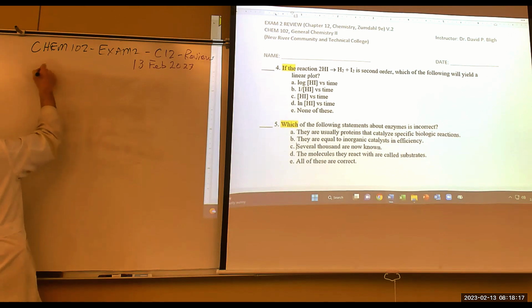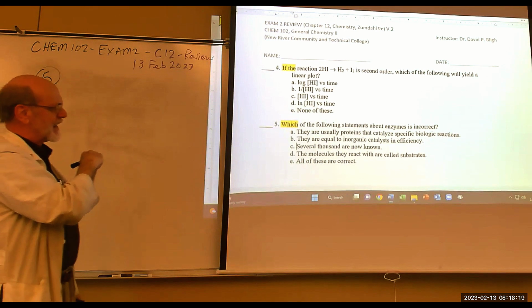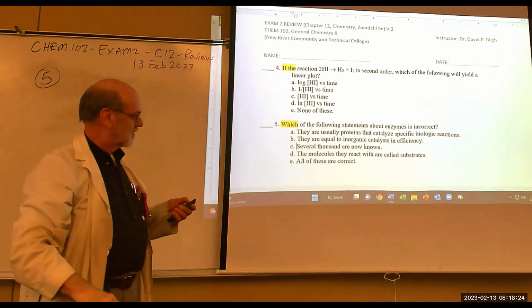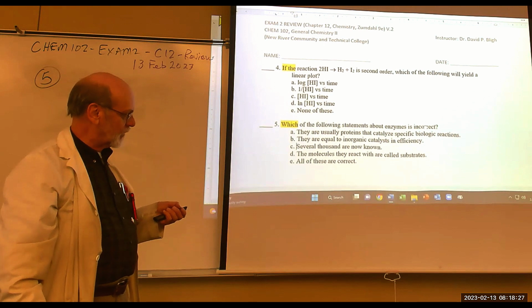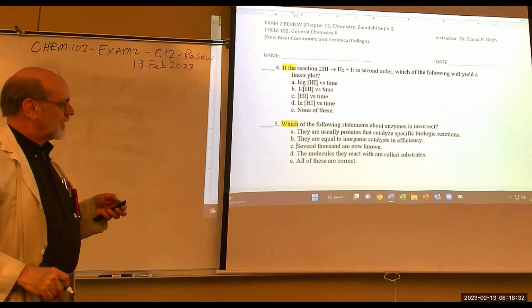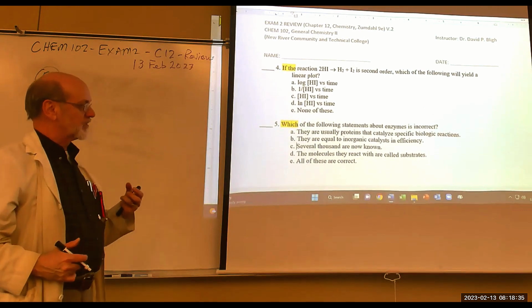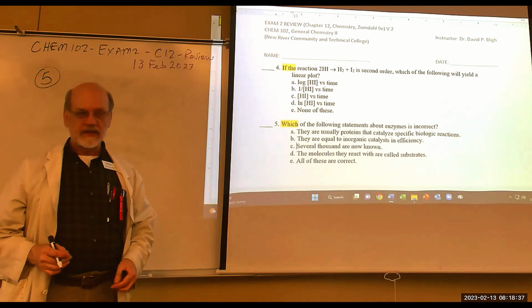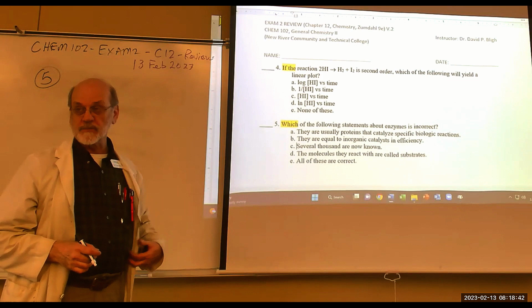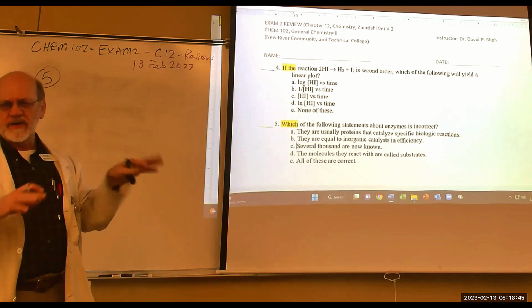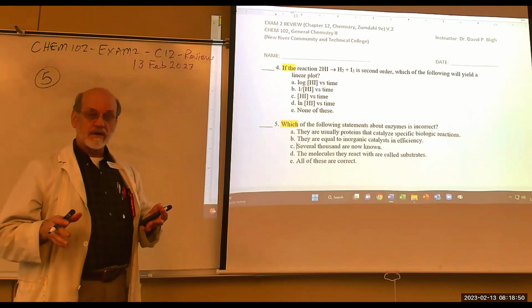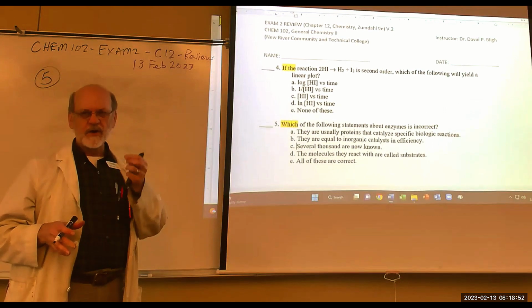Five. Which of the following statements about enzymes is incorrect? Read the question carefully. We're looking for the wrong one. So enzymes are usually proteins that catalyze specific biological reactions. Yes, that's true. They serve as biological catalysts, and they are usually proteins. Now, we didn't talk about the various types of enzymes. Most of them are proteins. Some of them are nucleic acids. Very few.